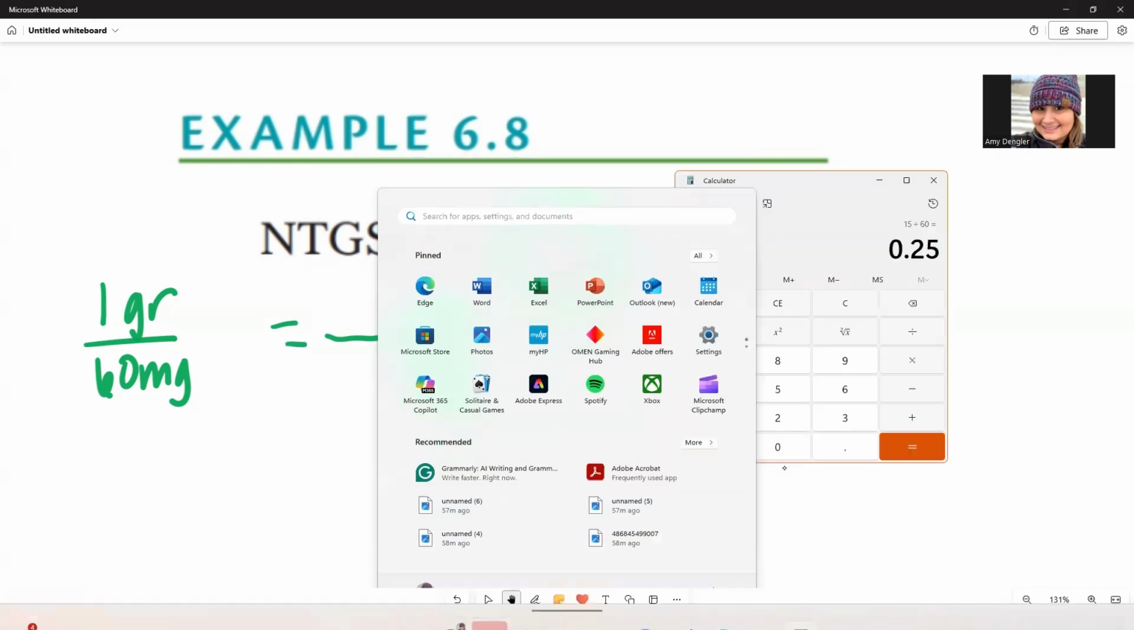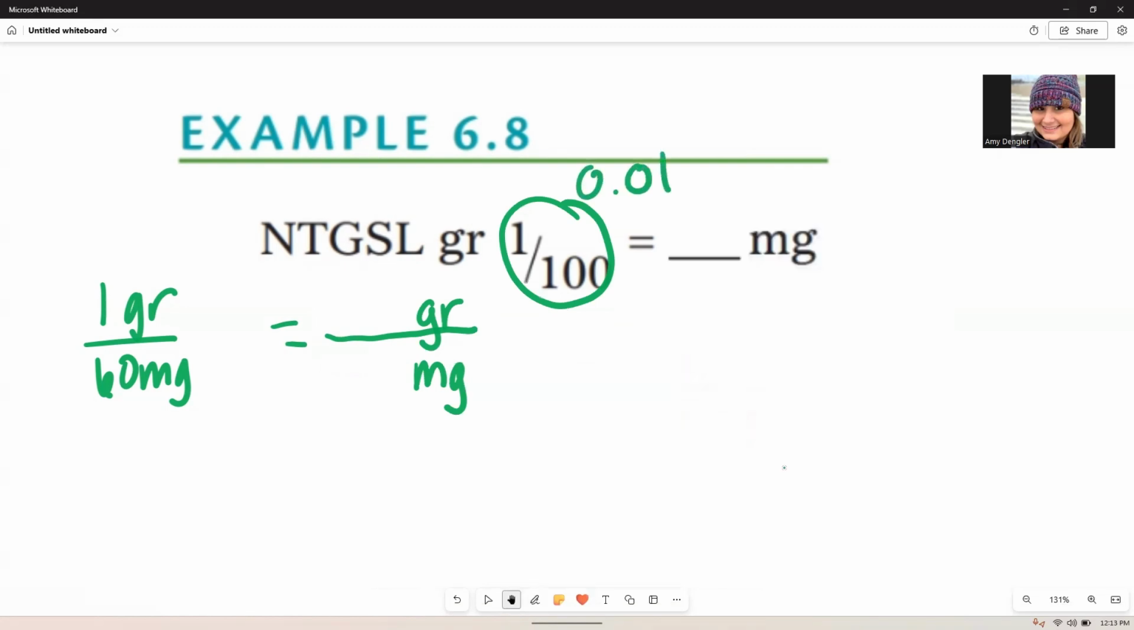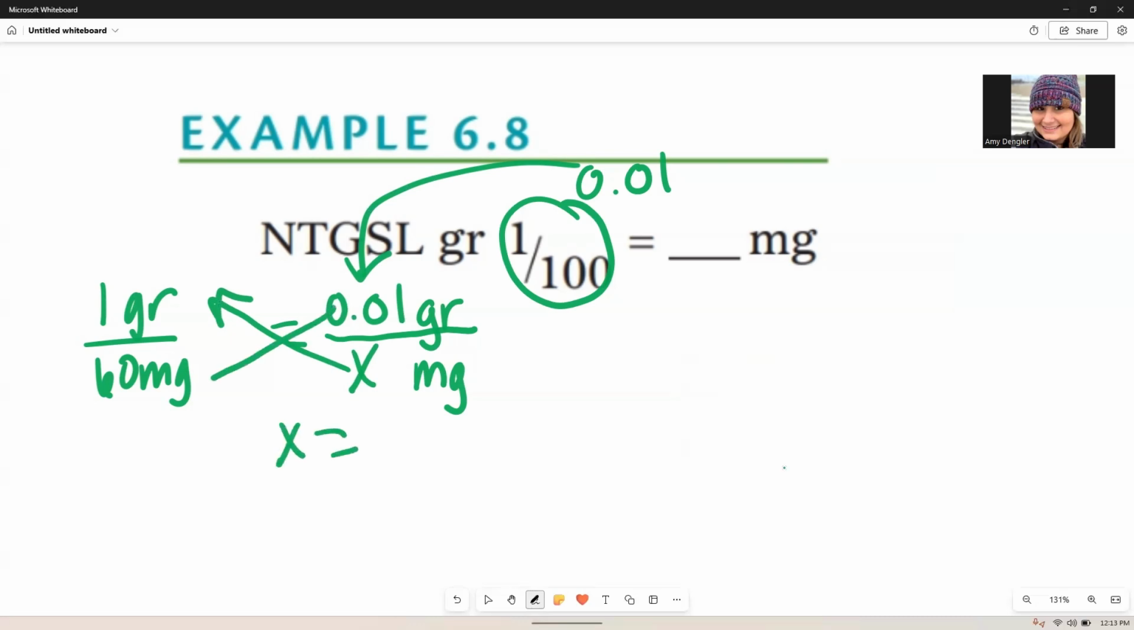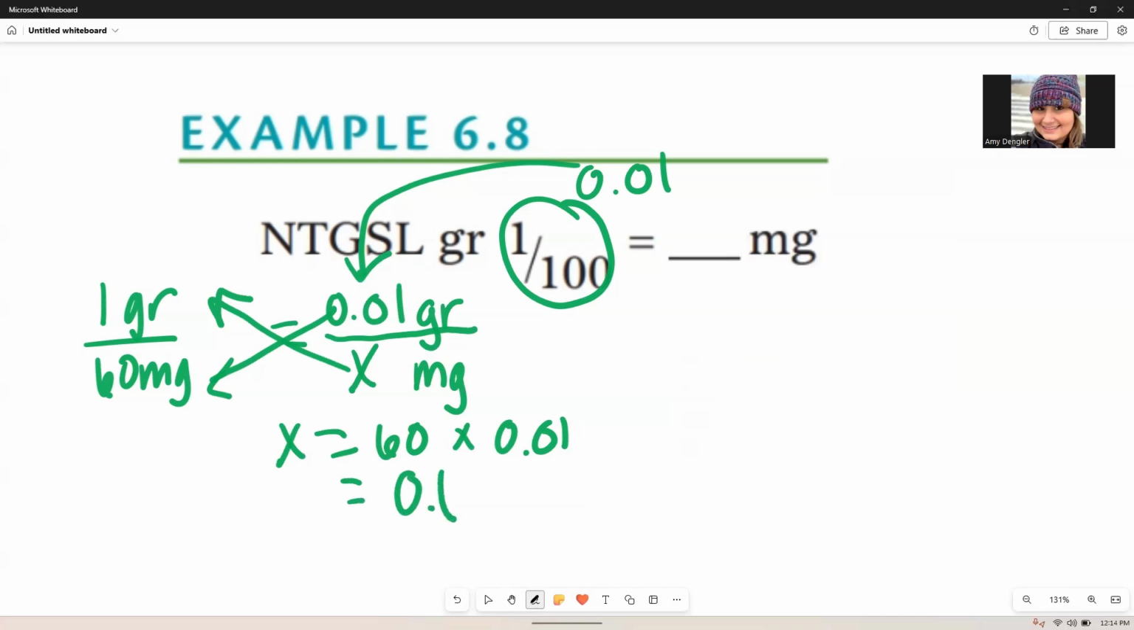So I'm going to get out my calculator and I'm going to do 1 divided by 100, which gives me 0.01. So I'm going to plug that 0.01 into here. Because remember, we had 1 over 100 grain, and now we've converted it into a decimal. We just need to find out how many milligrams. So we can do the math here, and we get 1 times x, which is x, and then 60 times 0.01. And that gives us 0.6 milligrams. And we are working with the metric system here, so we can leave it in decimal form.